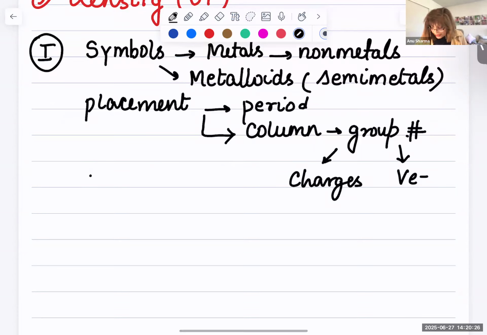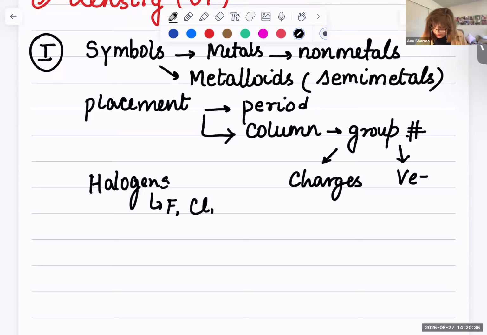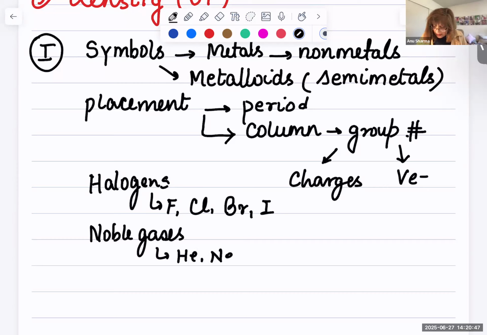The groups also, you should know what the halogens are, right? Halogens are fluorine, chlorine, bromine, iodine. And then know which ones are the noble gases. Noble gases are helium, neon, argon, krypton, xenon, radon.